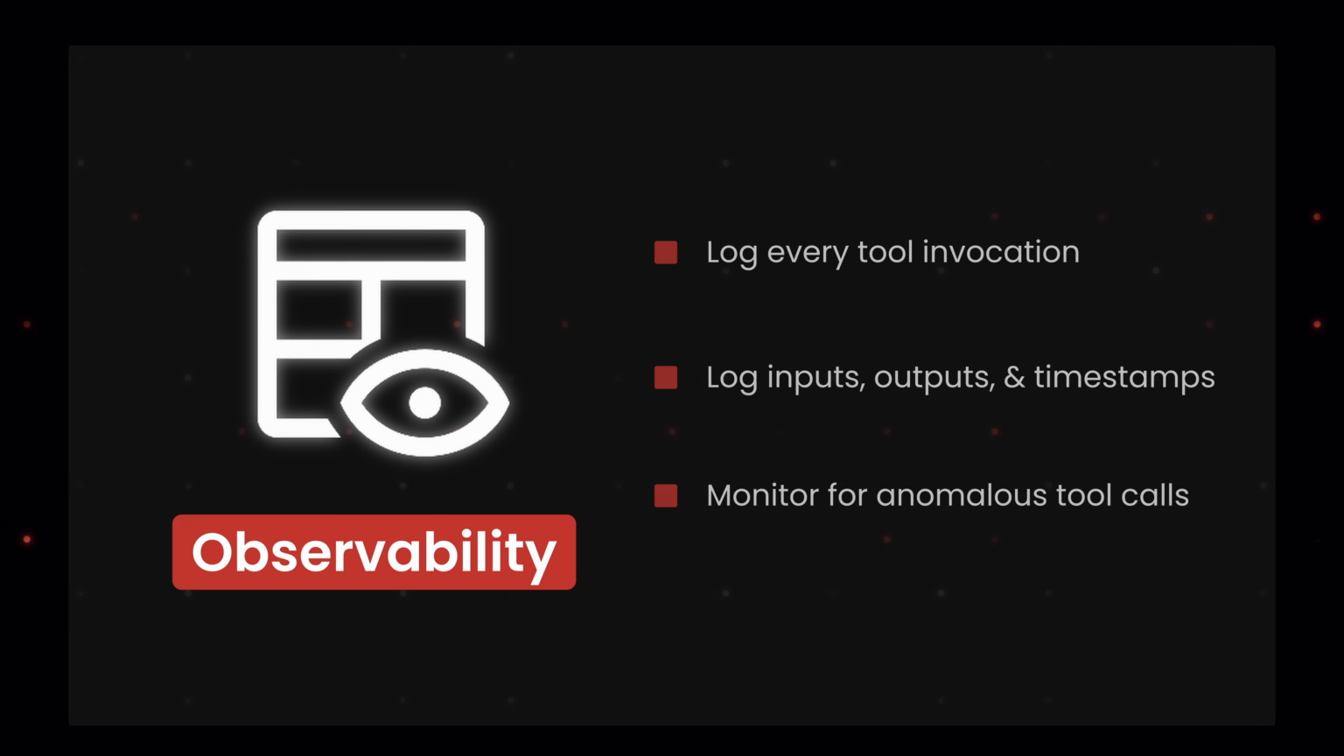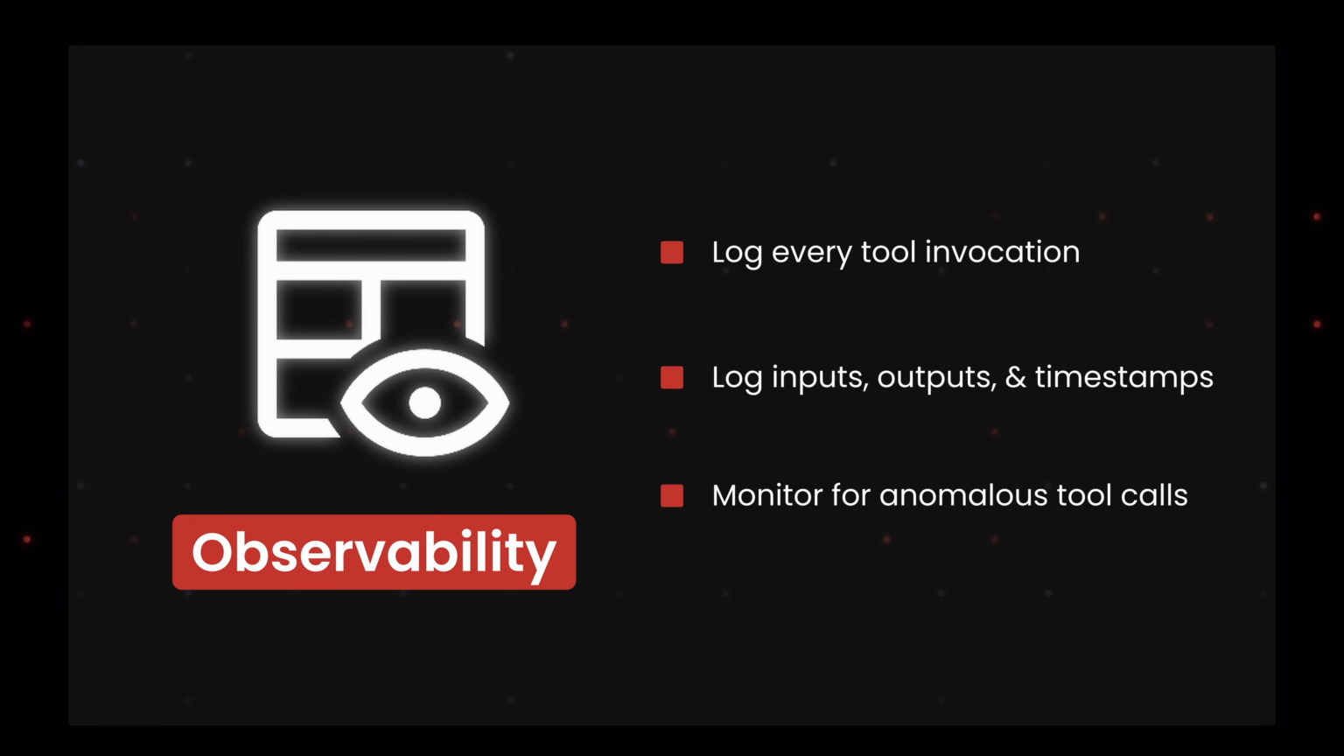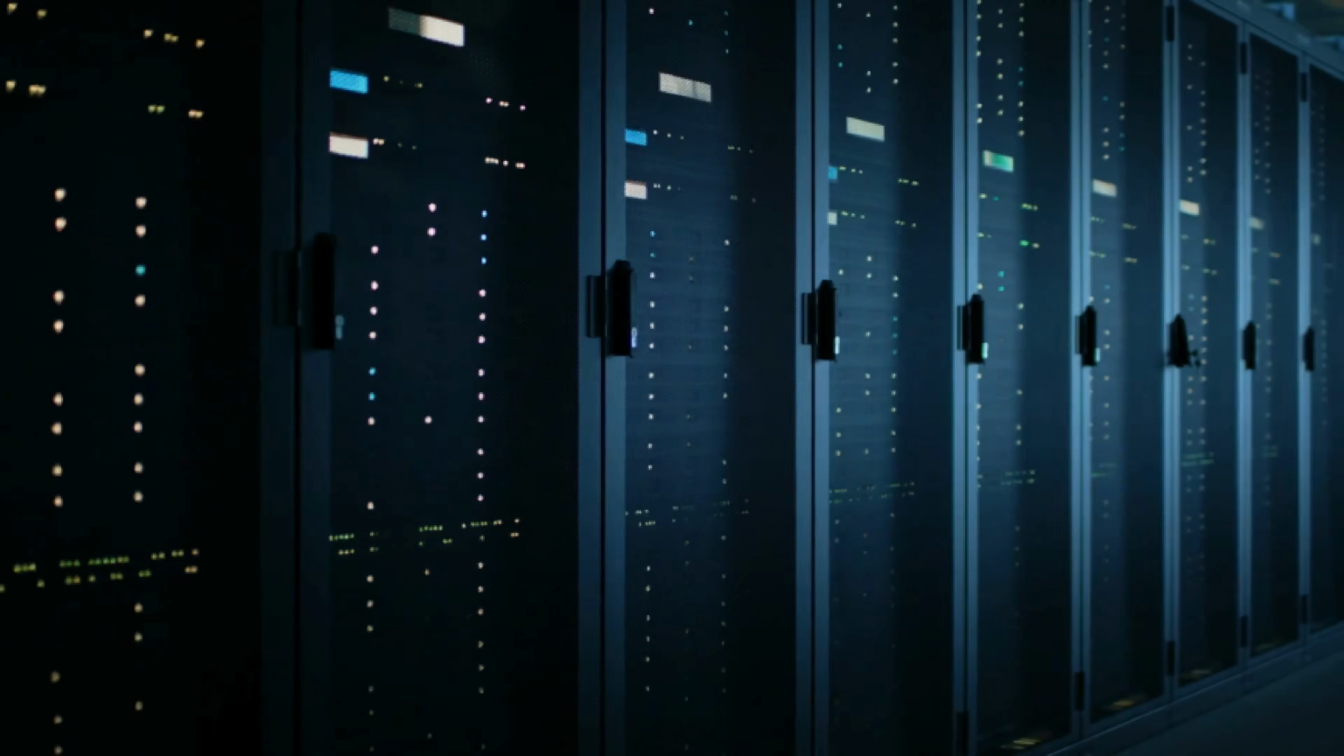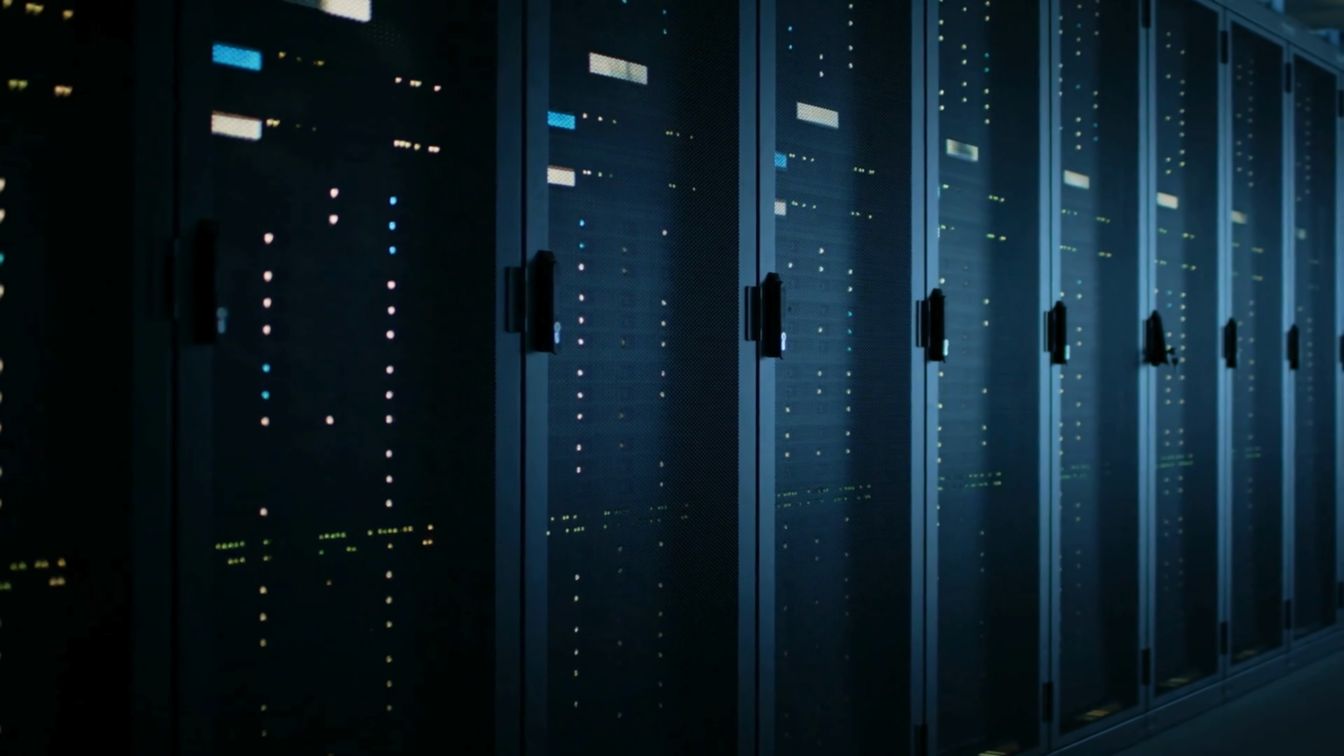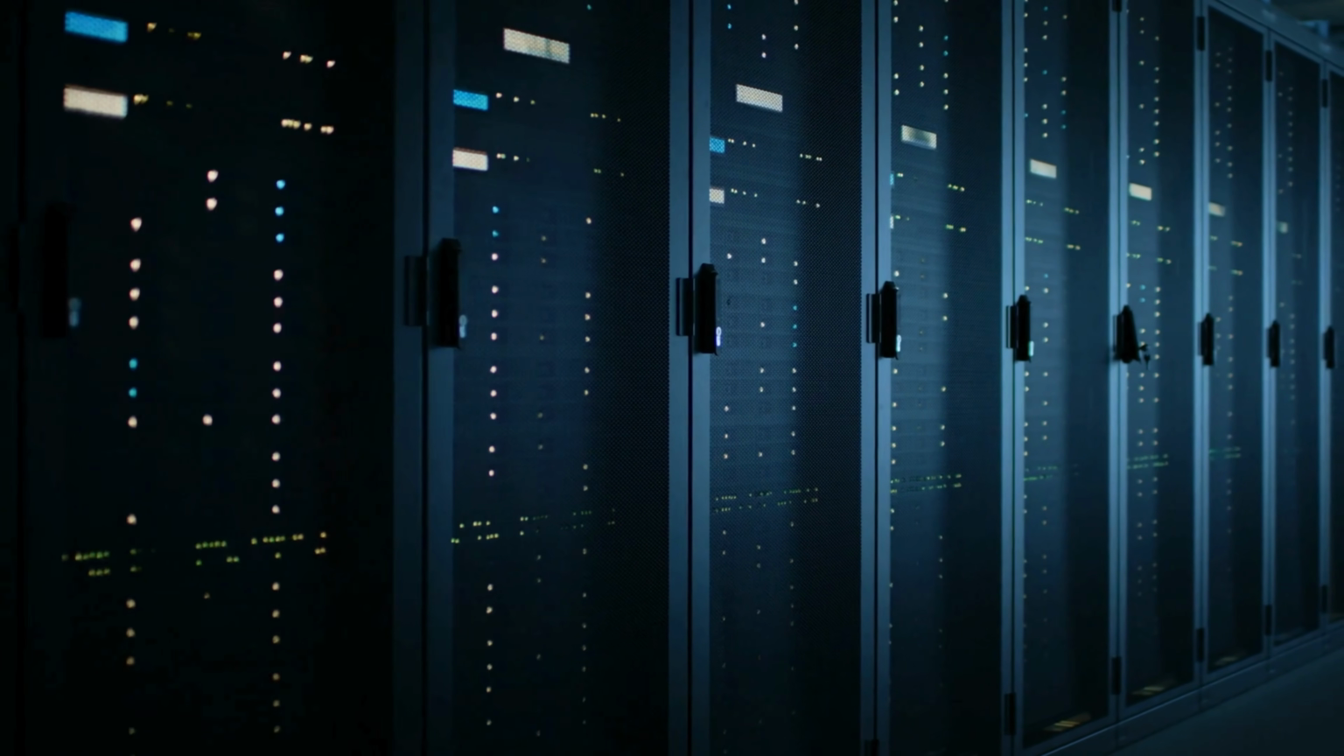And finally, we have Control 5, observability. Make sure you log every tool invocation, hash the inputs and outputs, timestamps on everything, feed those logs into your SIEM, and set up UEBA rules for anomalous tool call patterns. An agent calling curl to an unfamiliar external IP address at 3 in the morning is a detection opportunity, but only if you're logging the tool calls in the first place.